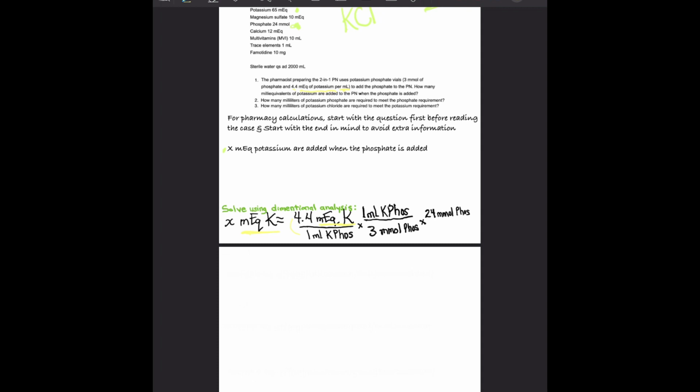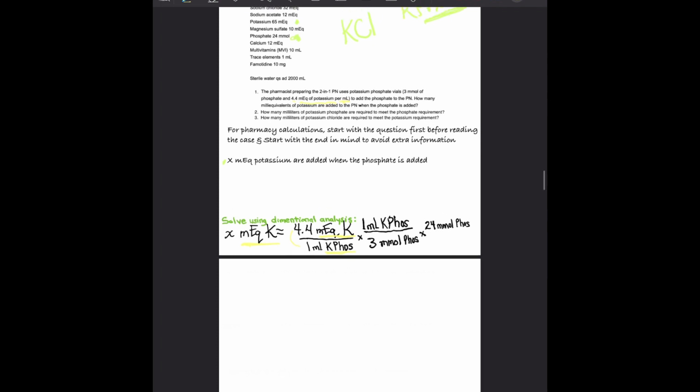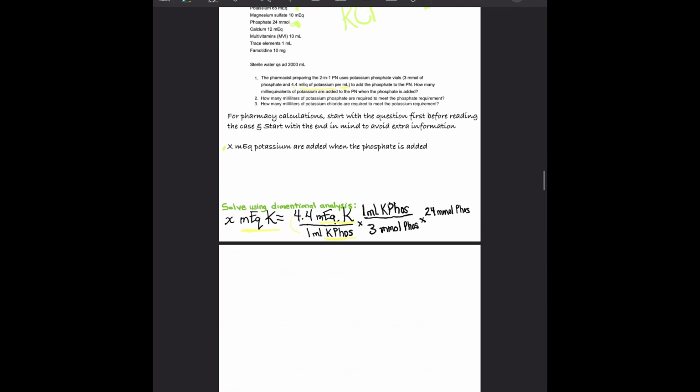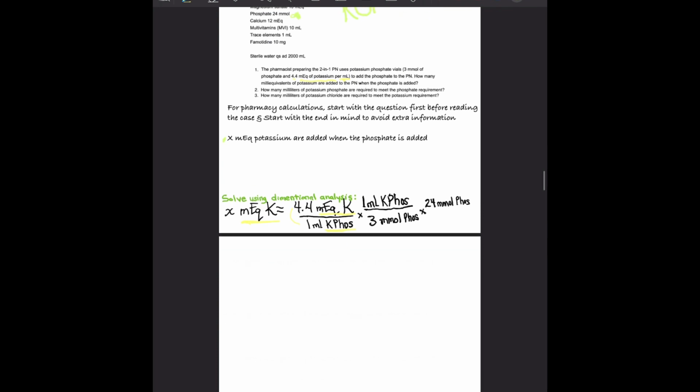Write 1 mL of potassium phosphate on top so that it can be crossed out. 1 milliliter per 3 millimoles of phosphate is what I'm left with, but now I have this millimoles of phosphate that I need to do away with. Where can I find that? Well, looks like I'm going to need to find it in the requirement up on top.